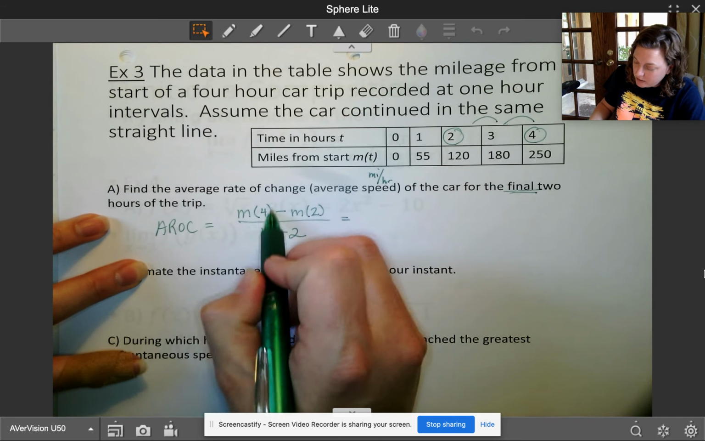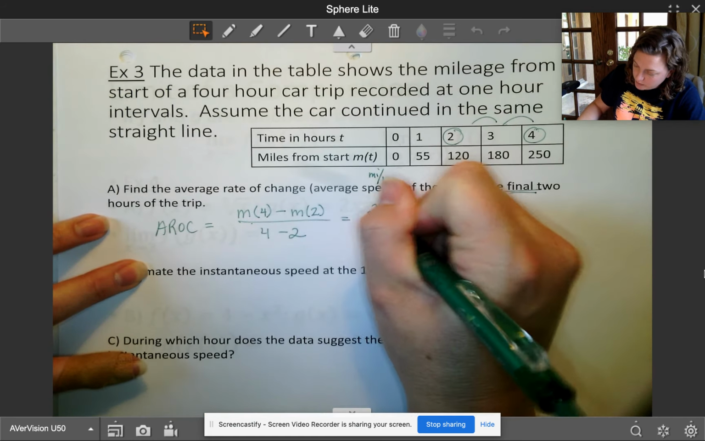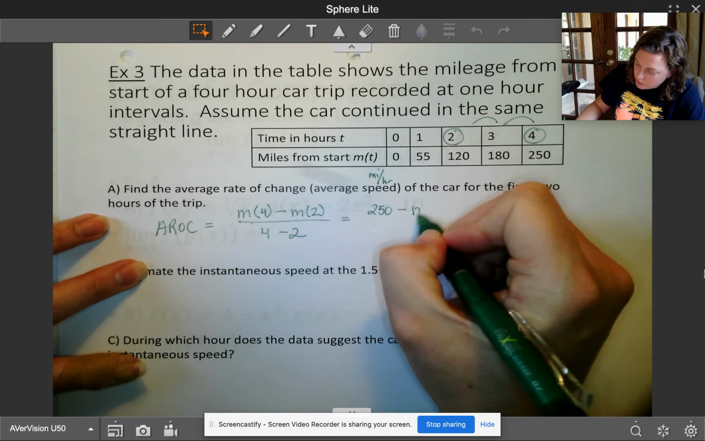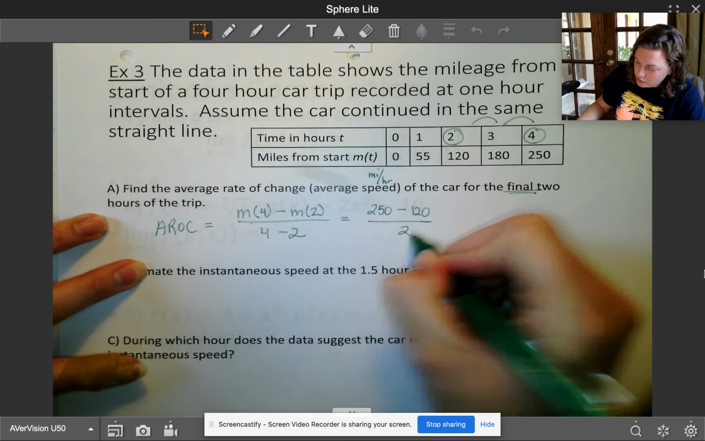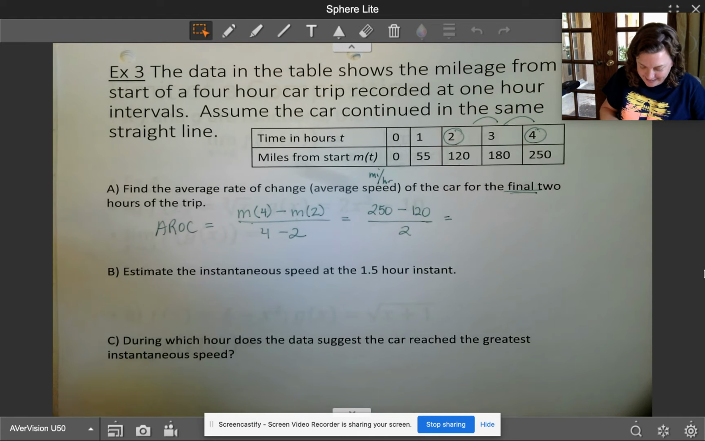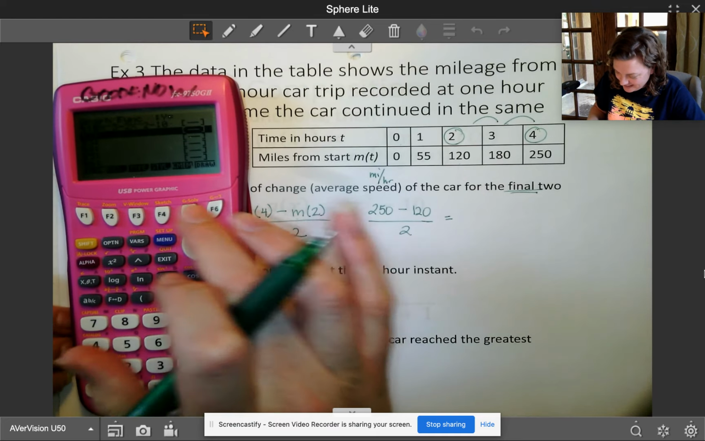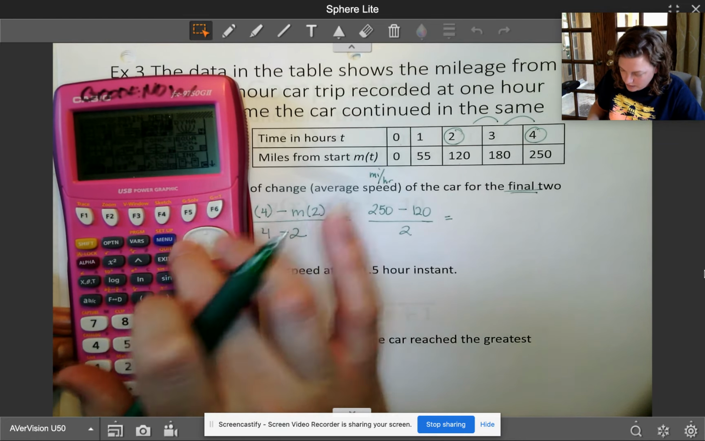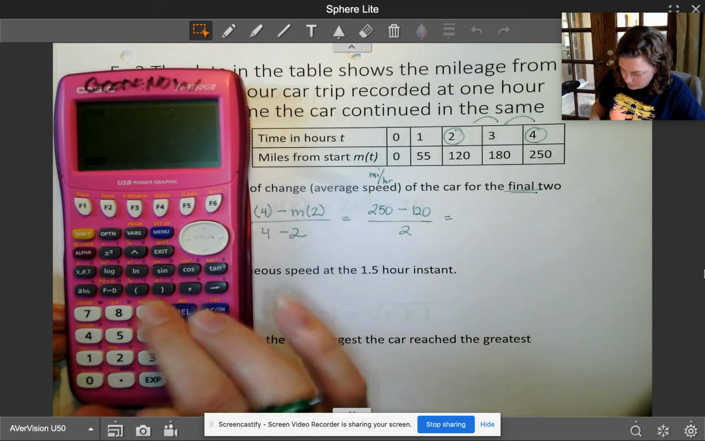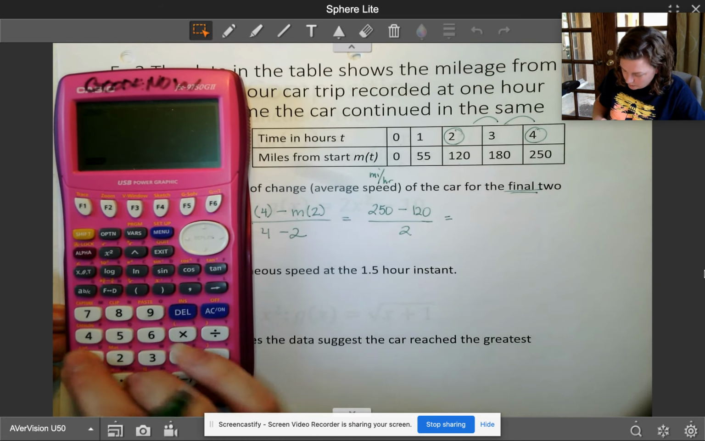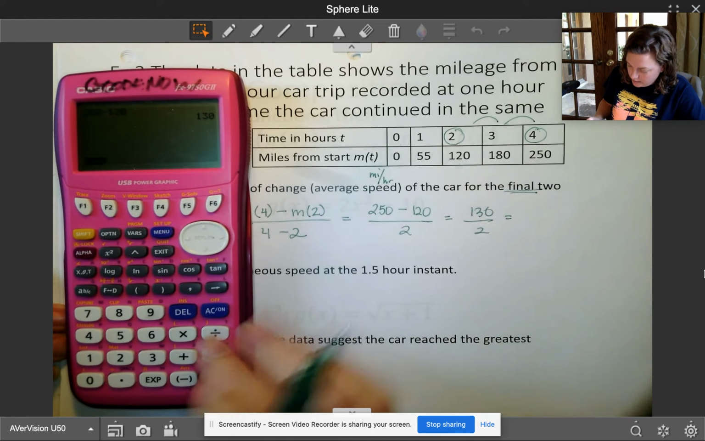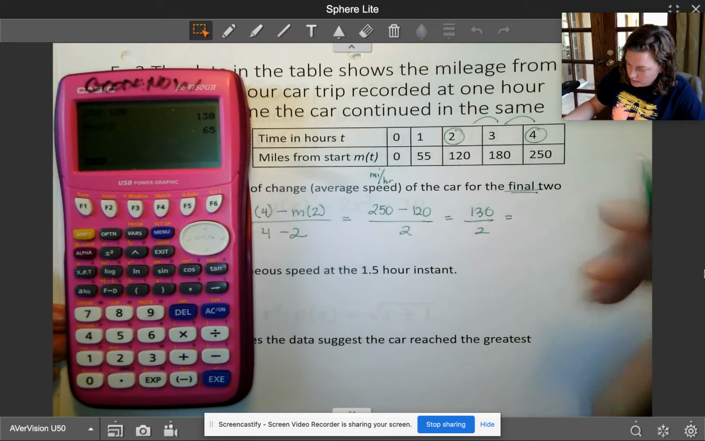Well, what's the miles after 4 hours? That was 250 miles. And the miles after 2 hours was 120 miles. 4 minus 2 is 2. And I need a calculator. 250 minus 120, divided by 2 is 65.